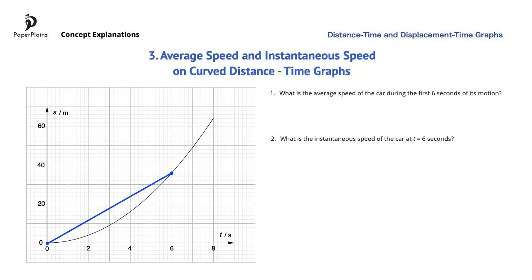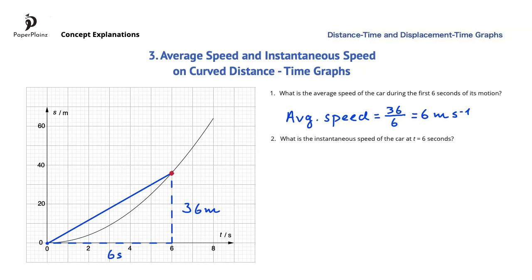This is the change in distance, and this is the change in time. The change in distance is about 36 meters, and the change in time is 6 seconds. So the average speed is 36 meters over 6 seconds, which is 6 meters per second. In the second question, we are looking for the instantaneous speed at t equals 6 seconds, so at this point.